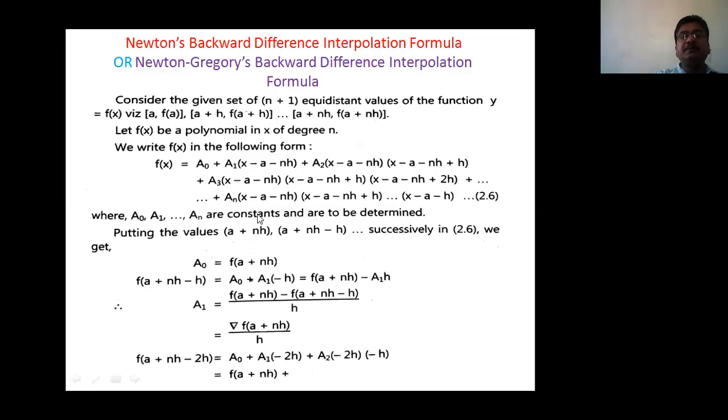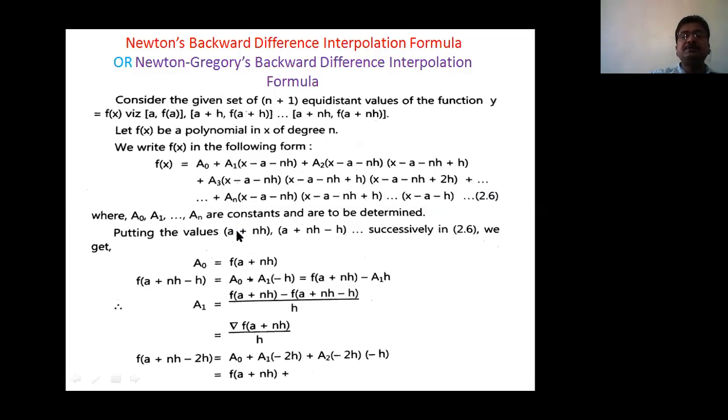So how can we obtain the values of A0, A1, A2, An? By substituting X is equal to A plus NH, that is last value, second last value. In this way, we get the values of A0, A1, A2, An. So in the last proof of Newton forward interpolation formula, what is this procedure of finding A0, A1, A2, An? That is substitute X is equal to first point, second point, third point. So this is the reverse procedure, that is substitute last value of X as A plus NH. So what do we have in this 2.6?